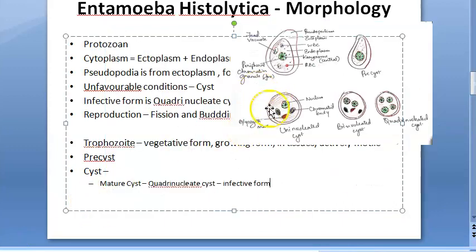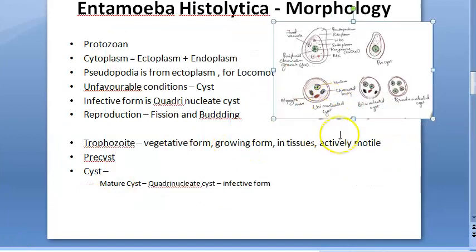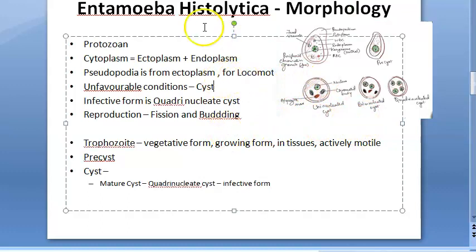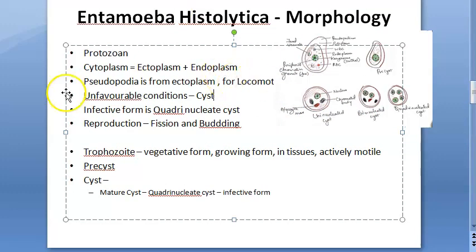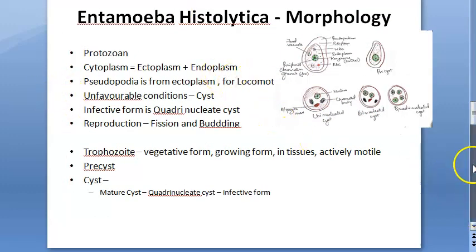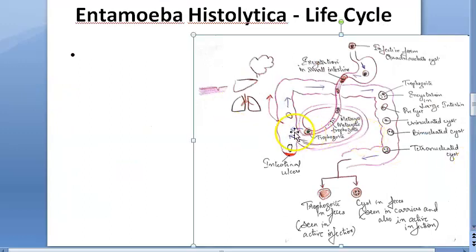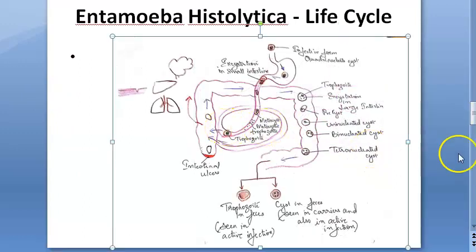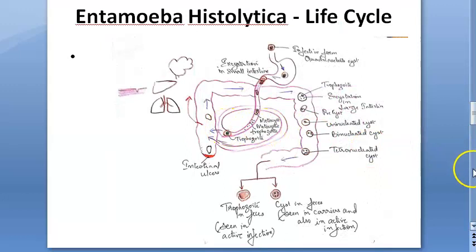Is this all fine, guys? You understood everything, right? You'll have to draw this diagram and explain the morphology of Entamoeba histolytica if they ask. Next, we will move on to the life cycle. The life cycle is important. Life cycle and pathogenesis are what they will ask in the exam. For the life cycle also you have to draw all these cysts and excystation. So you have to understand the morphology.